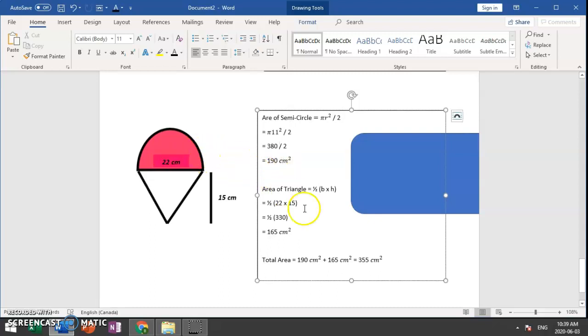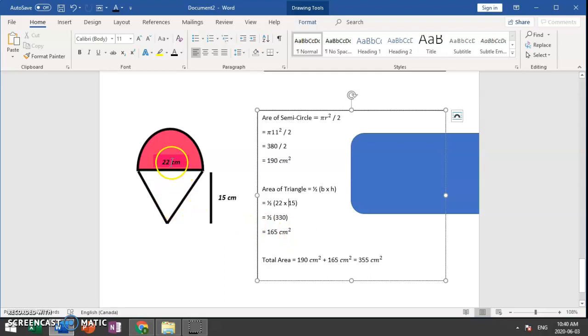Now the cone, base is 22, right? That's the base of the triangle all the way across, 22. Height is 15. Plug those numbers in. 22 times 15 equals 330. Times it by half or divide it by 2, same thing. 165 centimeters squared is the area of the cone.